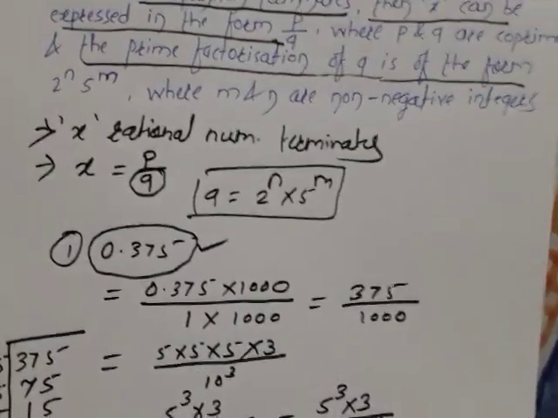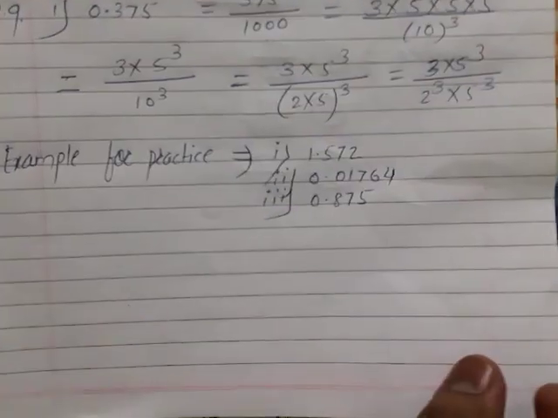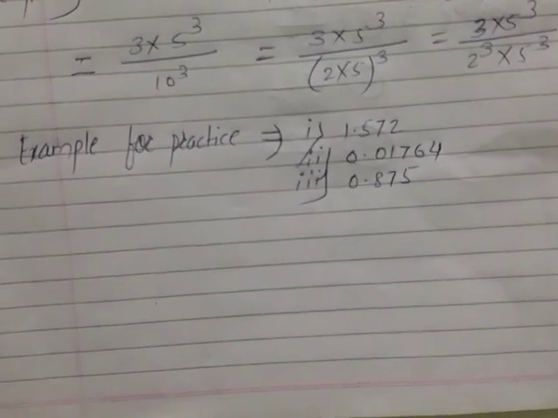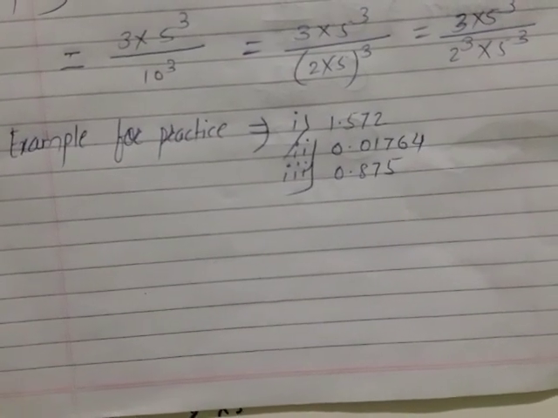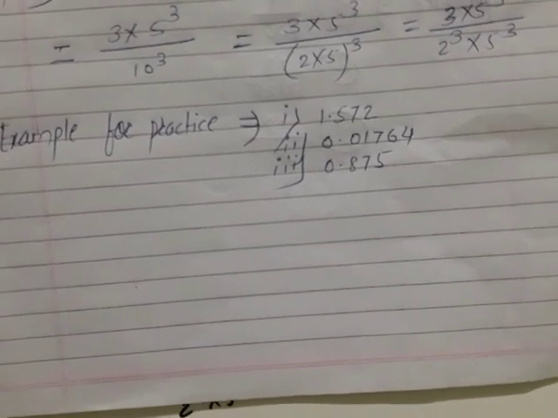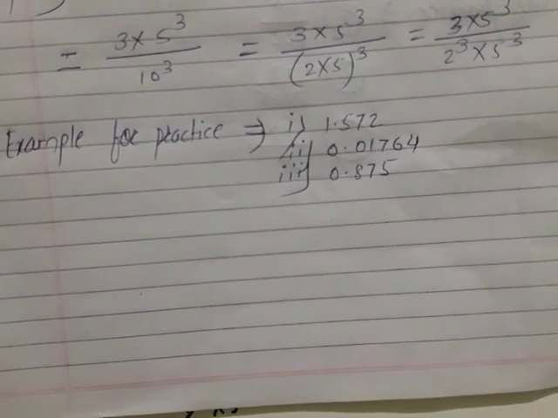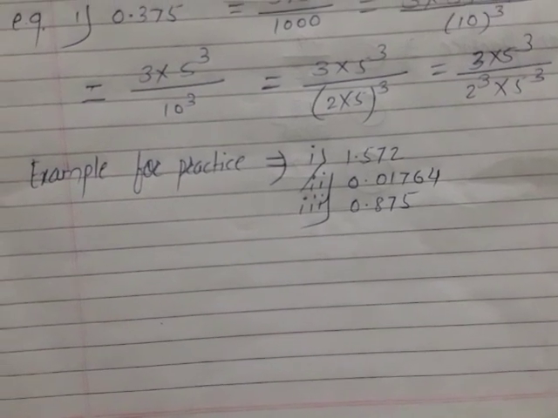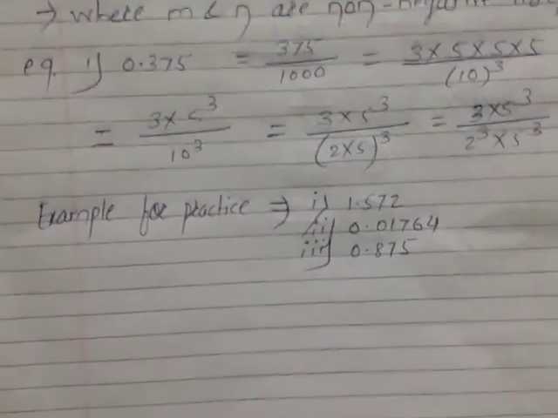For that purpose I am giving you some examples. Look at those examples for practice. Example for practice. First example 1.572. Second example 0.011764. And third example 0.875. I hope you got an idea about this theorem.